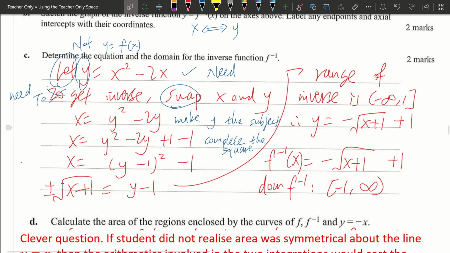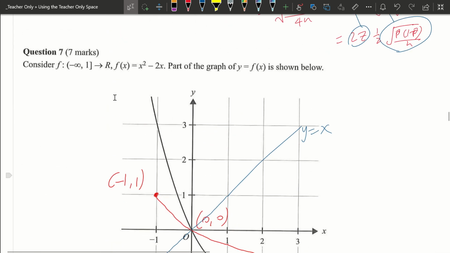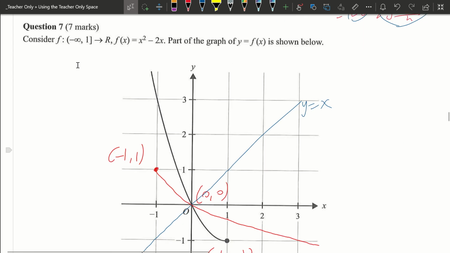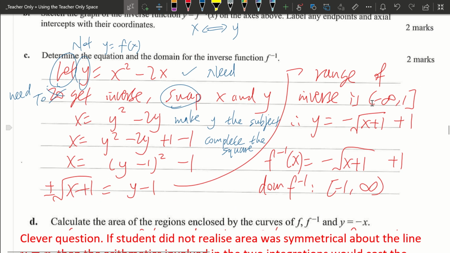And whenever you take the square root, you have plus and minus, two options, and you need to consider which one to keep. Because the domain of the original is negative infinity to 1, the domain of the original becomes the range of the inverse, which means we want the negative option of the square root because we want negative y values more than positive, really.